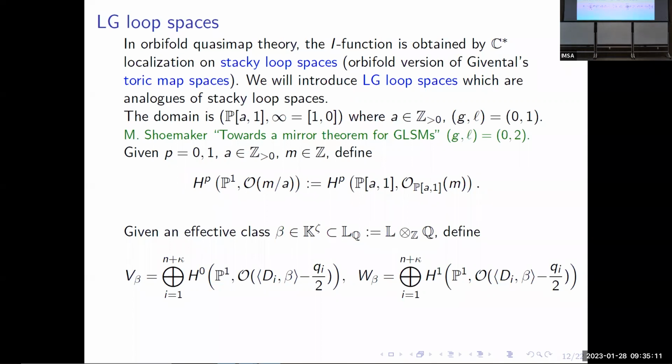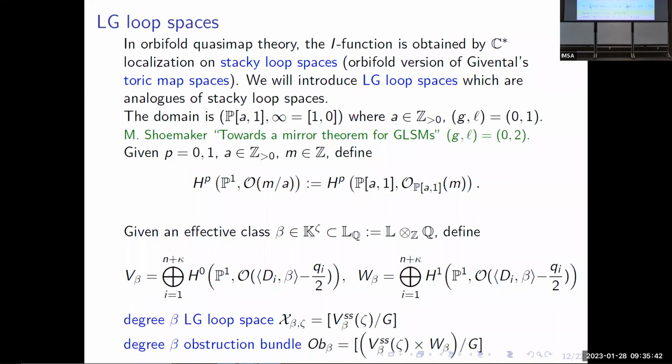Recall that now the domain is fixed and the bundle is fixed by the degree, and also this V is split into a direct sum of M plus kappa line bundles, and these will be their degrees, which can be rational. For rational degree, we introduce an orbifold point at infinity. Then the degree beta Landau-Ginzburg loop space is just a GIT quotient, G on the ith component with the character D_i. So this is like some quantum version of the GIT quotient stack itself.